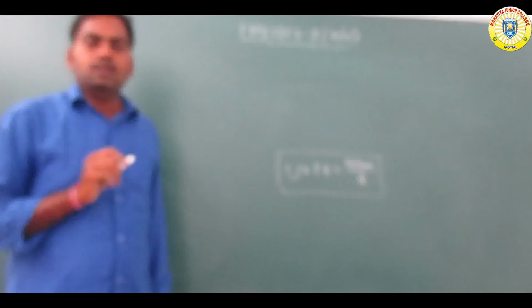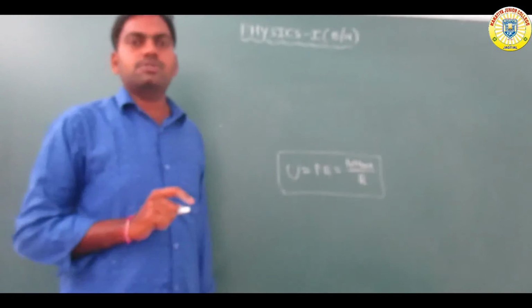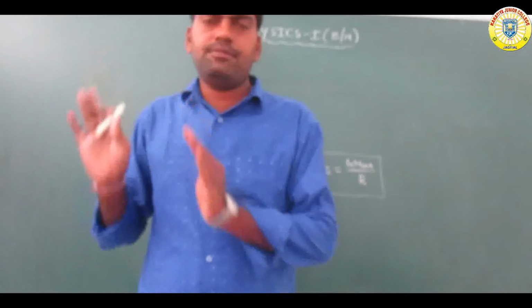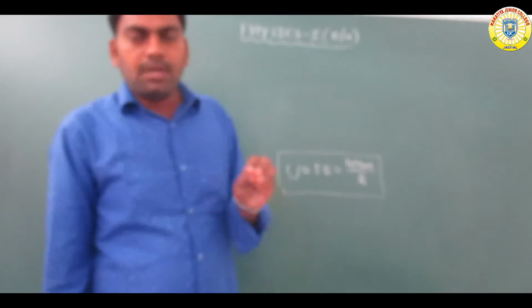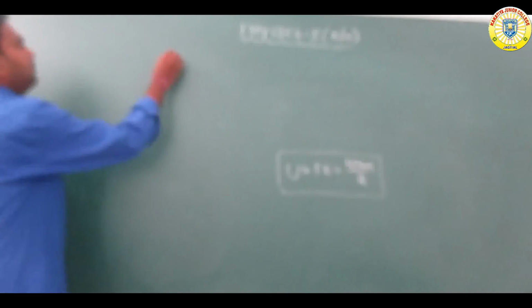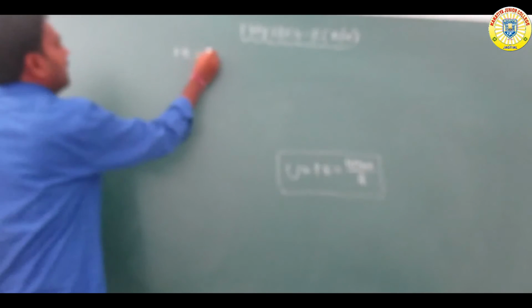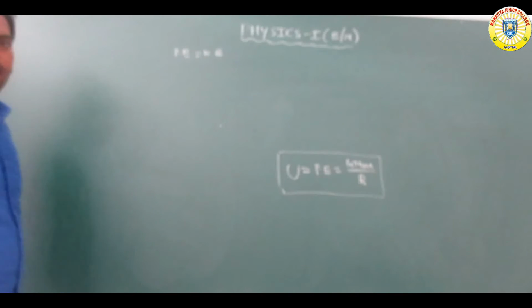Here in this condition, escape velocity means the object escapes from the gravitational influence. That means the potential energy is equal to the kinetic energy. So the object escapes from gravitational influence when the potential energy is equal to the kinetic energy. Potential energy we have already derived: U, or P.E., is equal to G capital M small m by R.